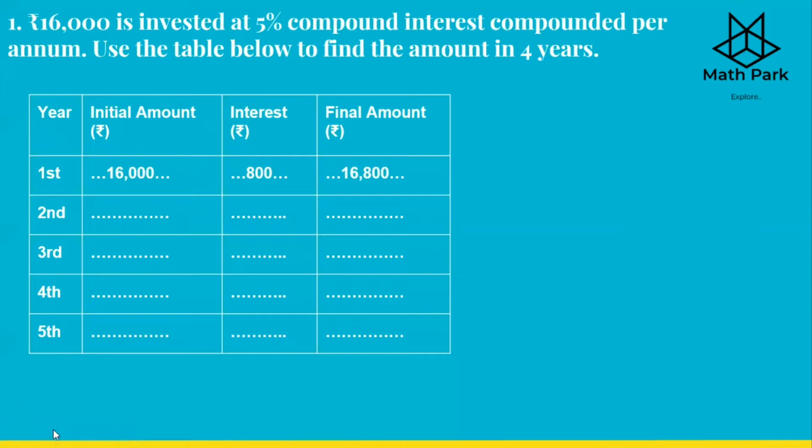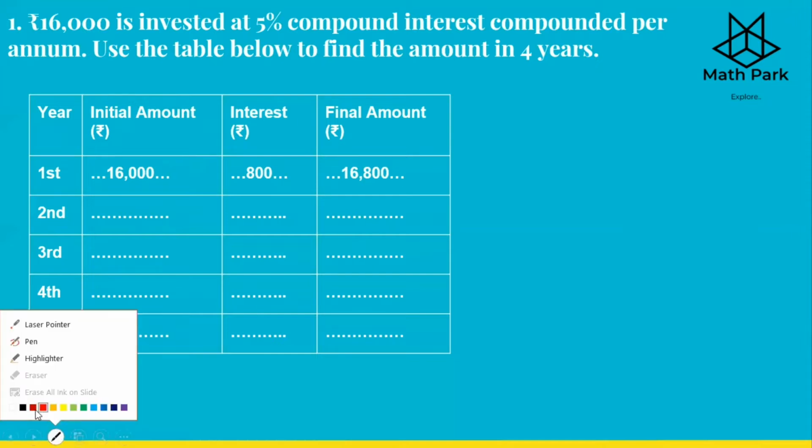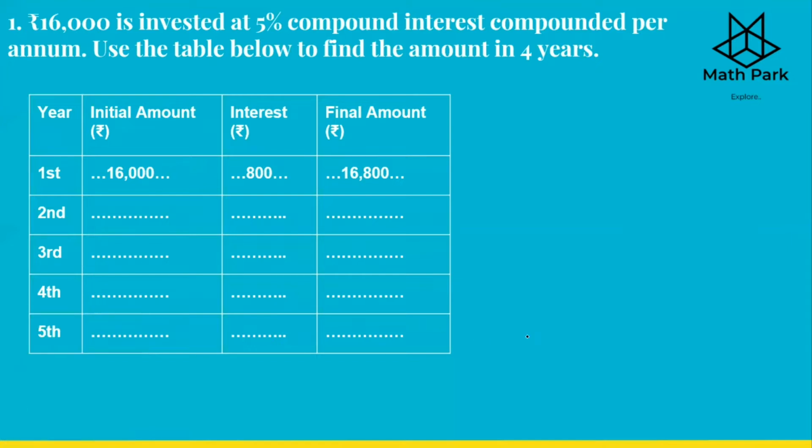So children, what you have to remember here is the difference between simple interest and compound interest. In case of simple interest, the principal, the initial amount, remains the same throughout the period for which we are keeping the money. Whereas in case of compound interest, the amount at the end of the first year becomes the principal for the next year. So that is the difference between simple interest and compound interest.